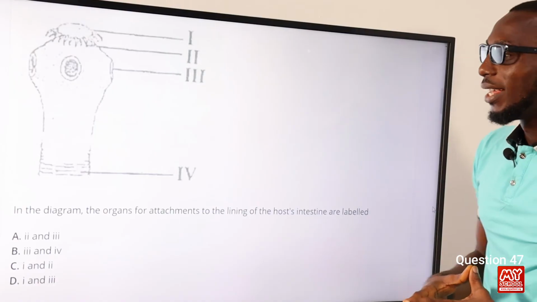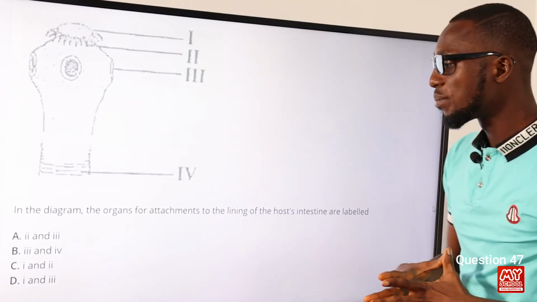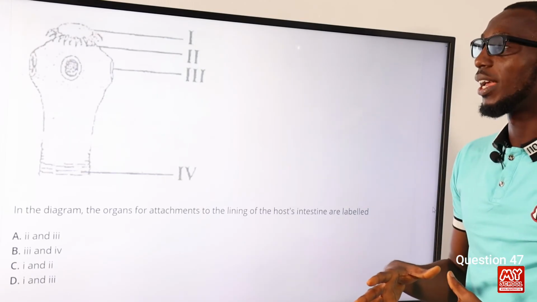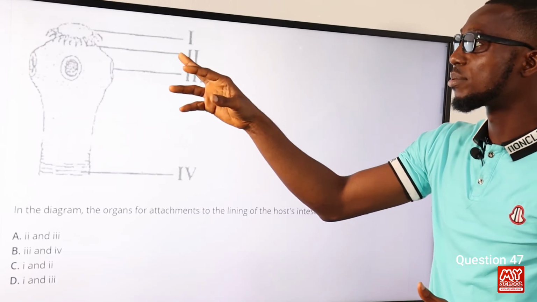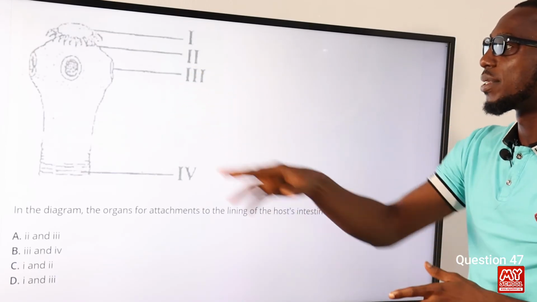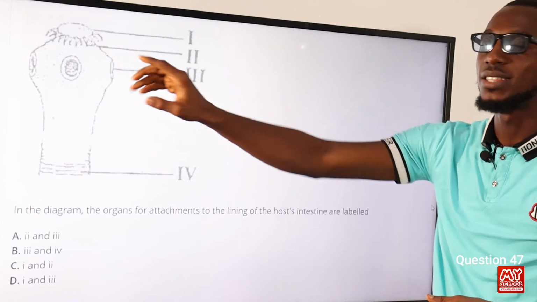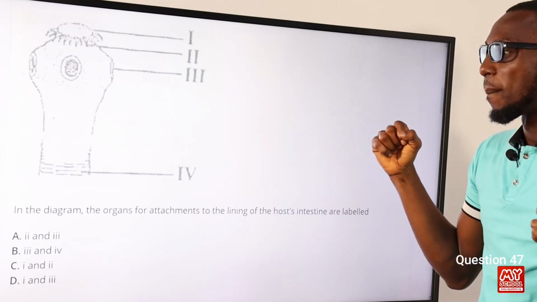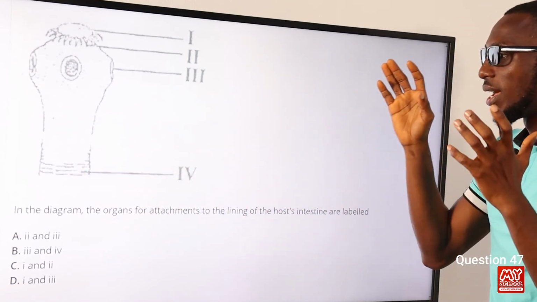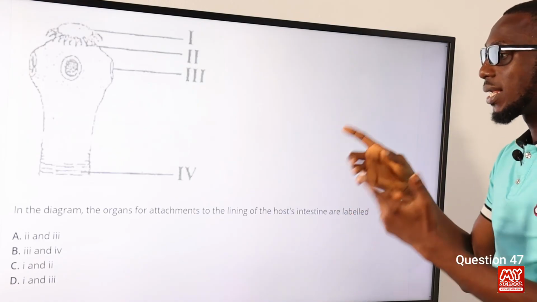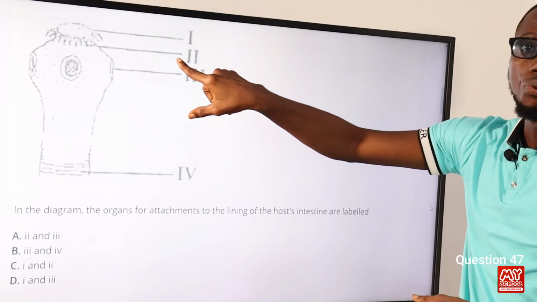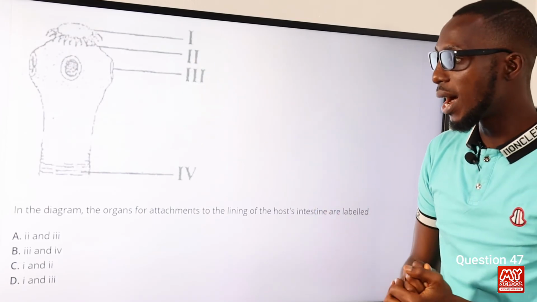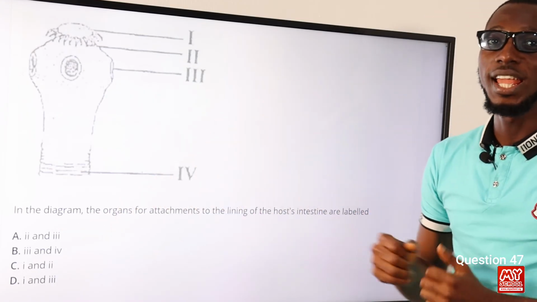47. In the diagram, the organs for attachment to the lining of the host intestine are labeled what? Okay, they are labeled 2 and 3, or 3 and 2, whichever way you put it. This sucker, hooks, all right, with this, so that they will not be carried away with the food that comes in. So this is a proglottid, all right. So if we're going back to the question, the organs of attachment are what? They are the hooks and the suckers. So 2 and 3. So where do we find that? We find that in option A. So option A is the correct option.